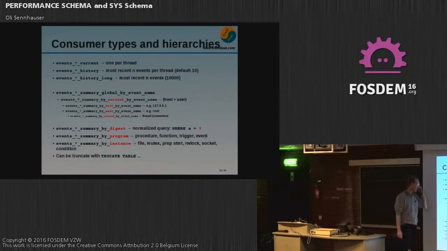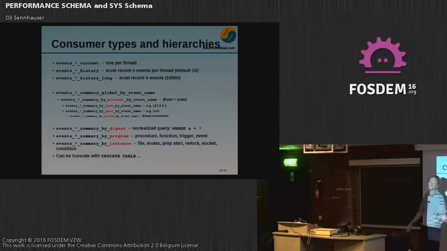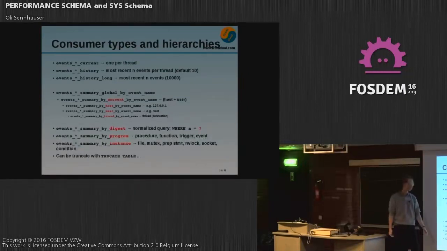Then we have some aggregations by digest. What is a digest? A digest is the normalized query. For example, if you have select star from test where A equals 42 and A equals 43, when the query is digested, the 42 and the 43 will be replaced by a question mark, and then the query is the same. So it gets the same digest. For example, all primary key lookups will end up in the same digest table.